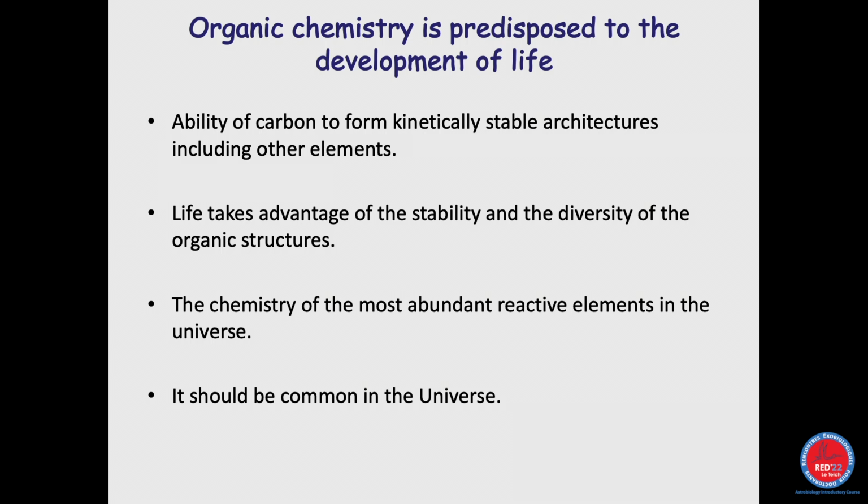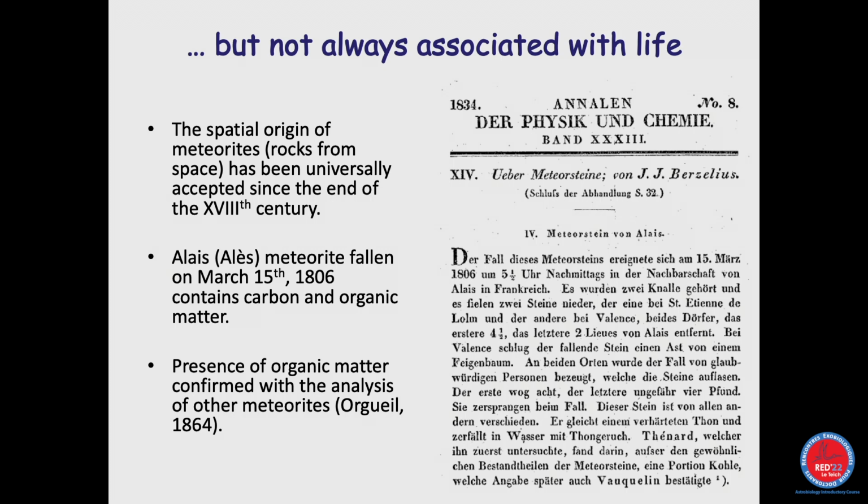And from a historical point of view, this idea that organic matter would not always be related to life in the universe appeared at the beginning of the 19th century, and in fact it was just after the spatial origin of meteorites had been understood and accepted. There is the first mention of carbon in a meteorite, which was made just after the fall of a meteorite in Alès. And the meteorite has conserved the name of Alès with the old spelling. The new one is this one.